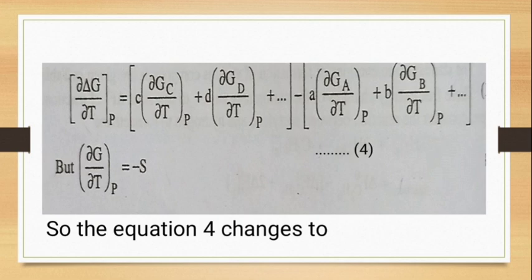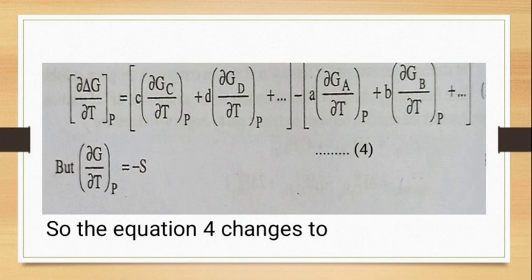So this is our equation number 4. But ∂G/∂T at a constant pressure is equal to minus S. This is the entropy. So this minus S represents the entropy. Now just put ∂G/∂T at a constant pressure is equal to minus S.